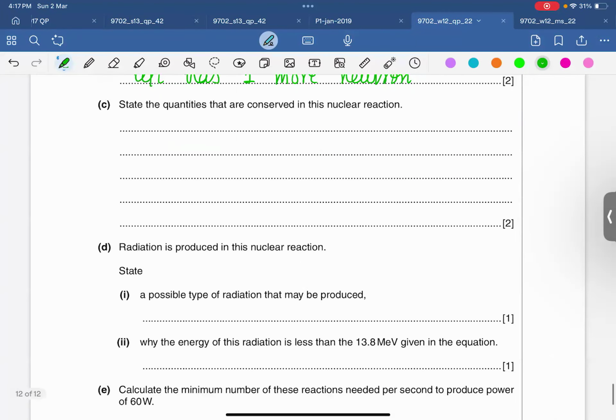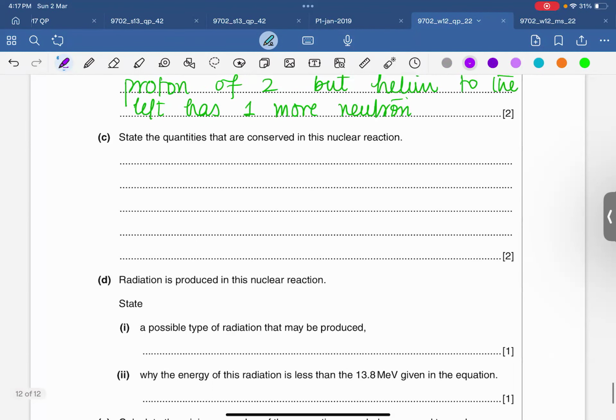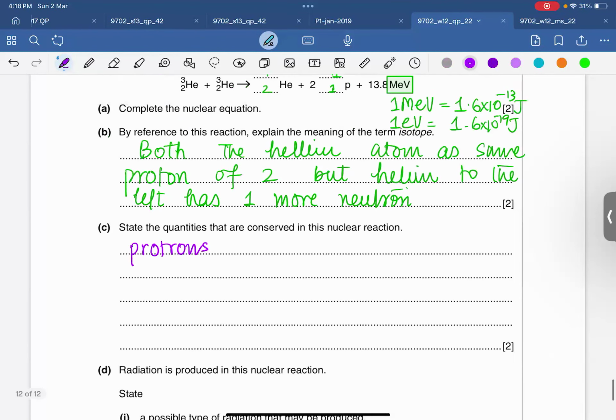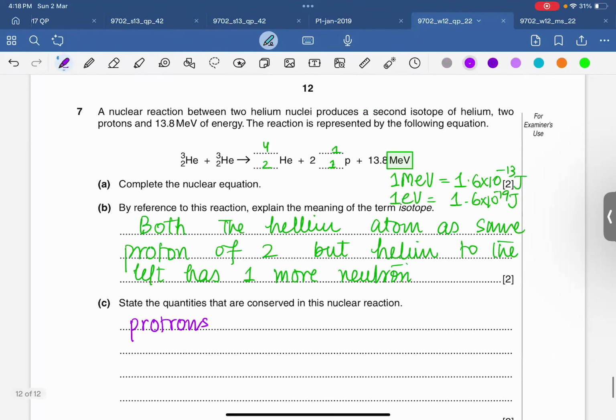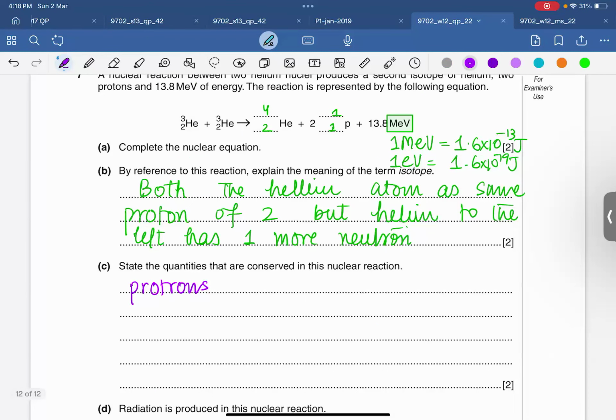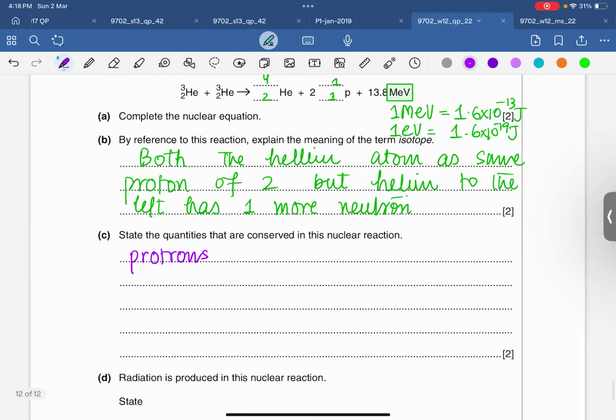State the quantities that are conserved in this nuclear reaction. Any idea? Proton and neutron number, right? Any other? Sir, is charge considered? Actually always, but over here we don't have any charges. They didn't show the charges, so you can't say it.